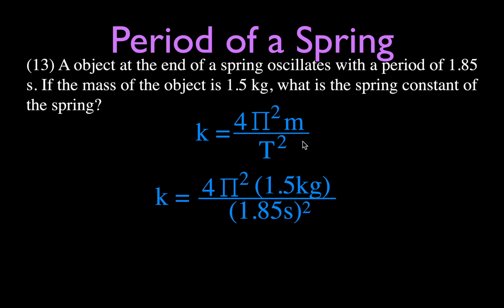Plug the values in. 4 pi squared, the mass is 1.5 kilograms. The period is 1.85 seconds. We square that. And you get the spring constant is 17.3 newtons per meter, which means it takes 17.3 newtons of force to stretch that spring 1 meter, newtons per meter.